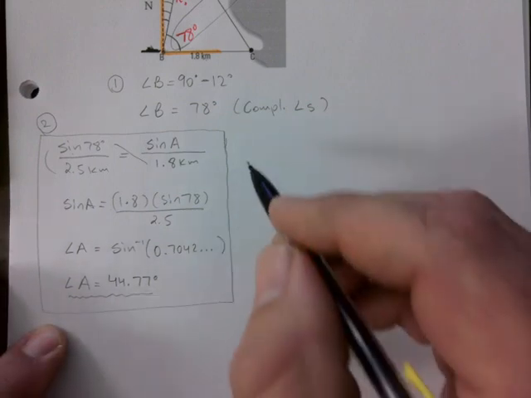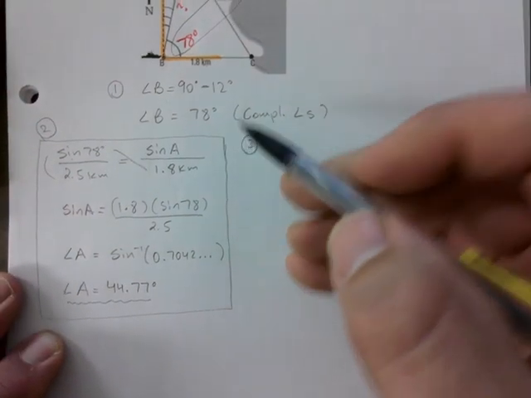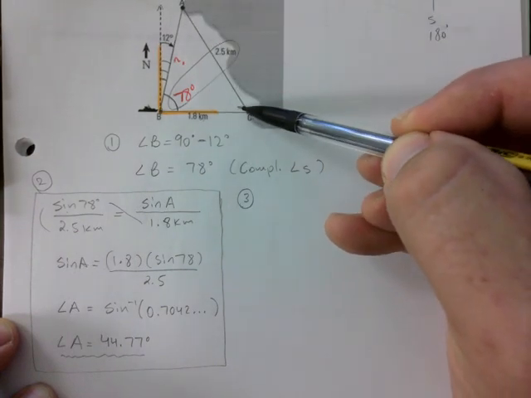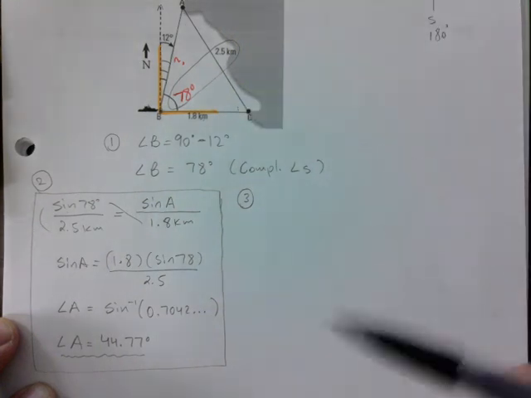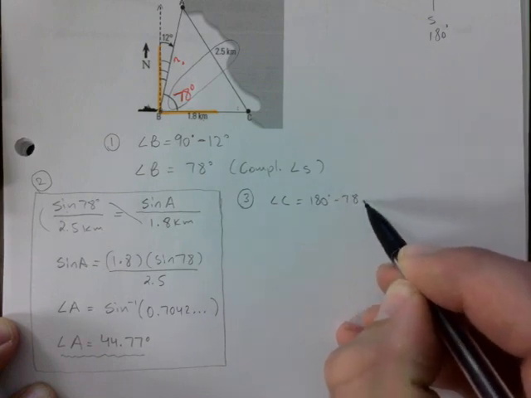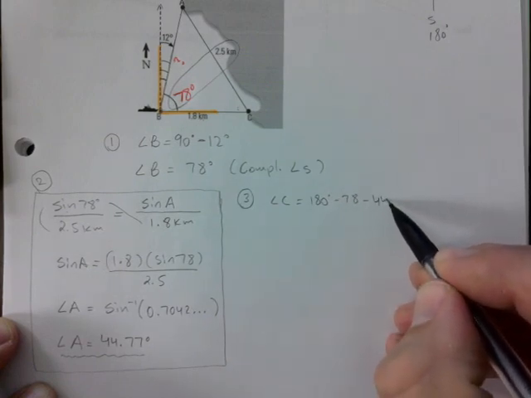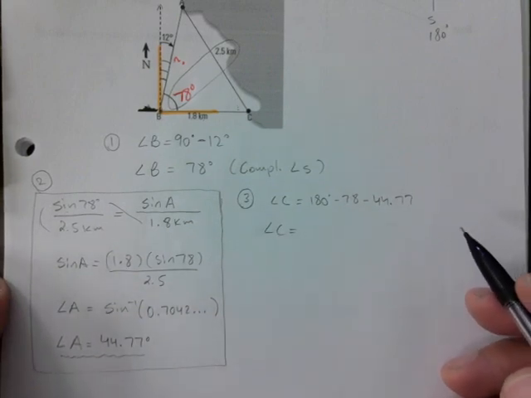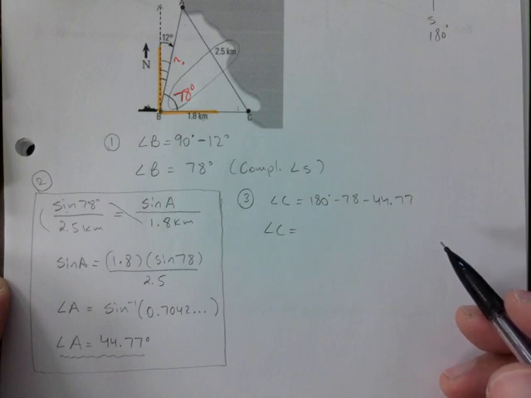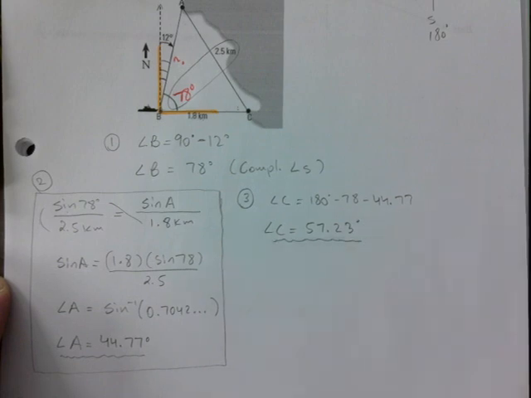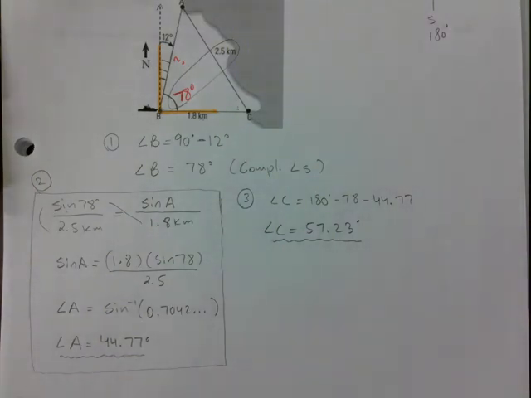And what's my next step? Third step. I have this angle, I have that angle. I can now find angle C, correct? Sum of triangle. Angle C is 180 minus 78 minus 44.77. Angle C is 57.23. Also important. So, Mr. Dirksen, are we solving a triangle? Basically. In this case, you are basically solving a triangle.